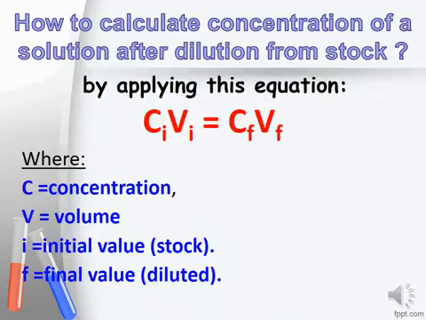Again, what is the equation to calculate dilution from stock? CIVI equals CFVF. CI, the initial concentration or the stock, multiplied by VI, the volume of the stock, equals CF, the diluted concentration, multiplied by VF, the final volume of the solution.